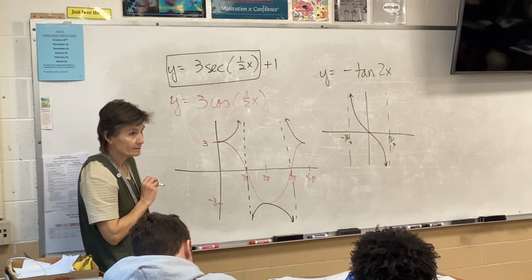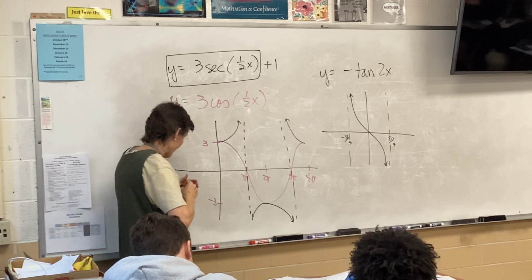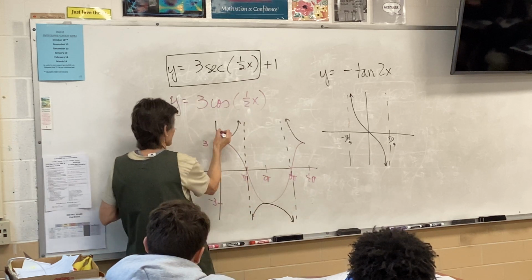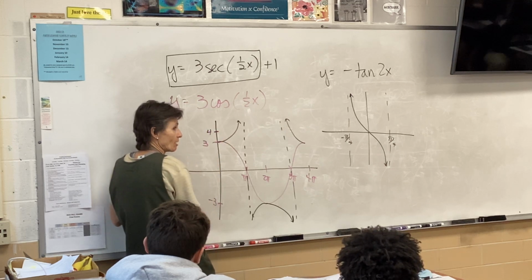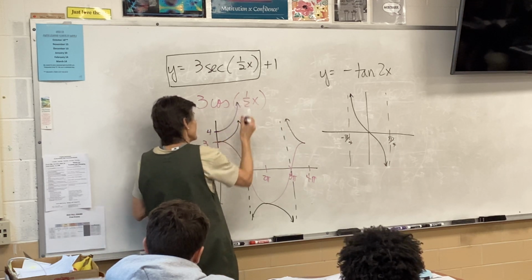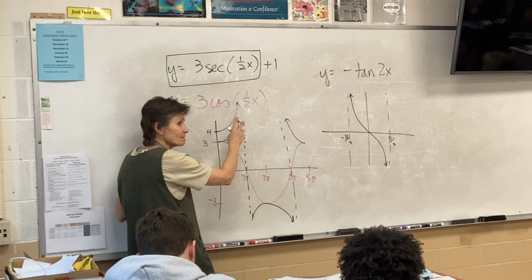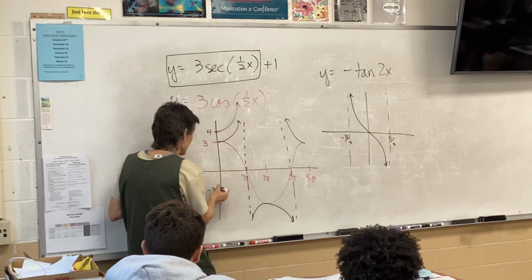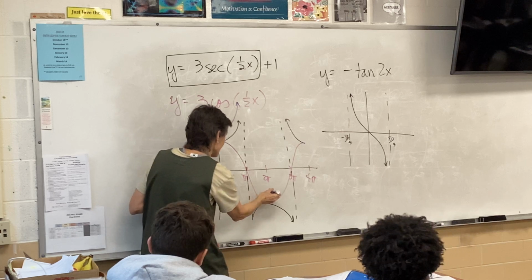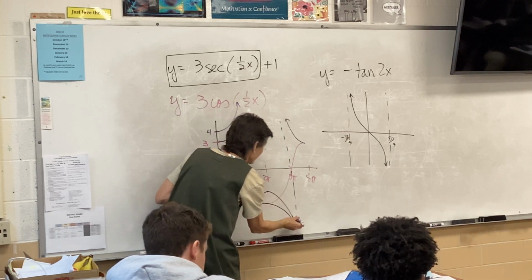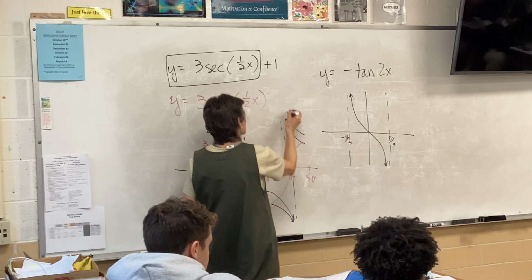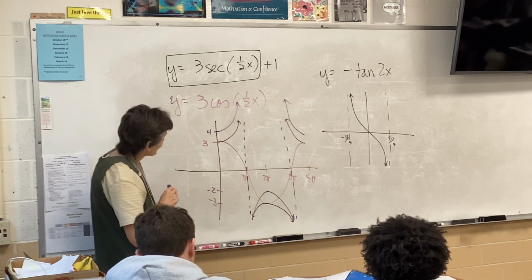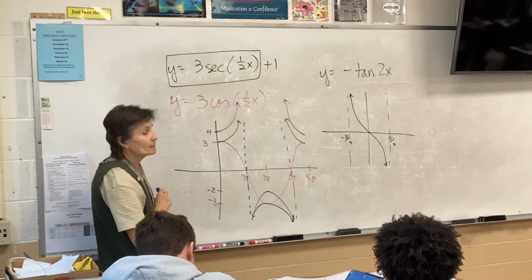So far, so good. Now, what do I need to do to my black picture? Move it up one. So now the parabola is going to start at 4. Now, it's not changing the asymptotes. It's not changing these labels. It's just moving everything up 1. So after all that, my answer is the purple.